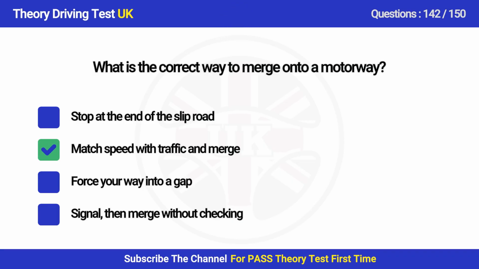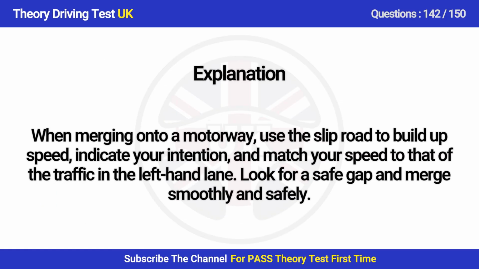Answer is B, match speed with traffic and merge. When merging onto a motorway, use the slip road to build up speed, indicate your intention, and match your speed to that of the traffic in the lane. Look for a safe gap and merge smoothly and safely.